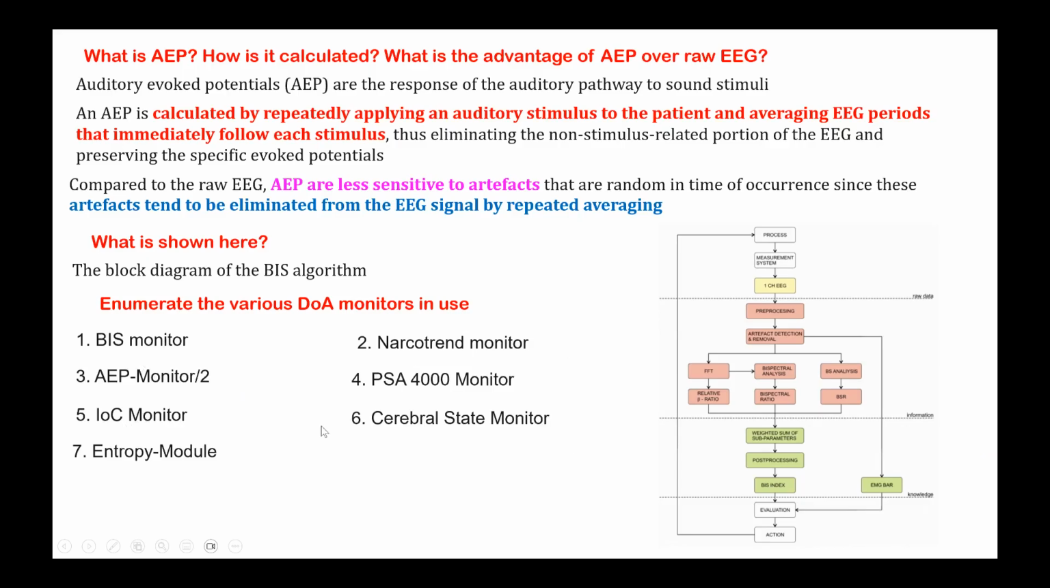And slowly these modern machines are also coming into vogue for usage, other than your BIS and entropy, which are quite old, and then came the Narco Trend. So nowadays these monitors are also gaining importance. So we have to know a few things about each monitor.